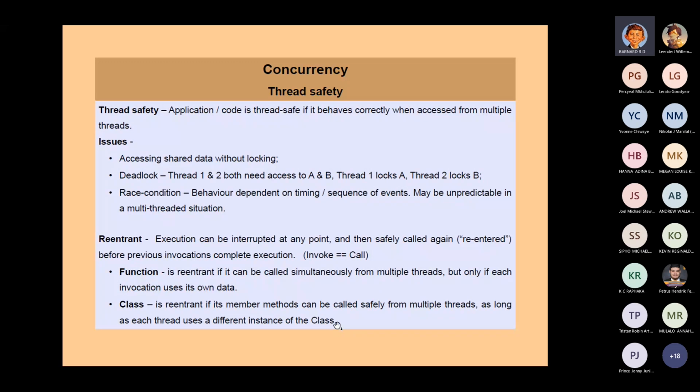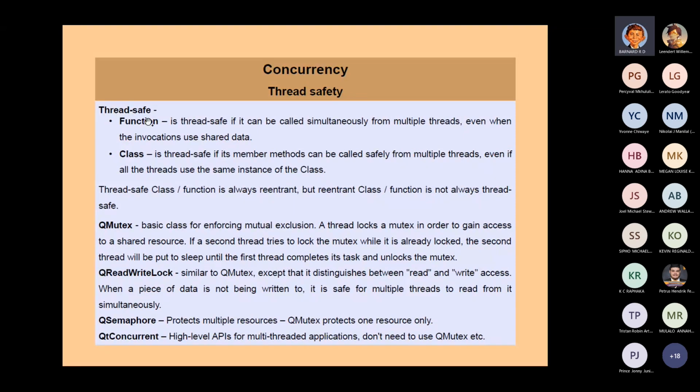And we'll compare this now to thread safety, but just remember, re-entrant is basically a lower form. It's thread safety with limitations. If you look at thread safe itself, a function is thread safe if it can be called simultaneously from multiple threads, even when the invocations use shared data. So it's re-entrant if they use separate data, but if they're using shared data and it's safe, then it's thread safe.